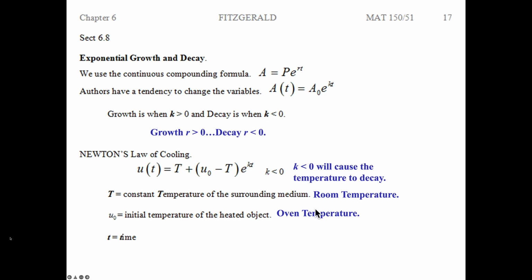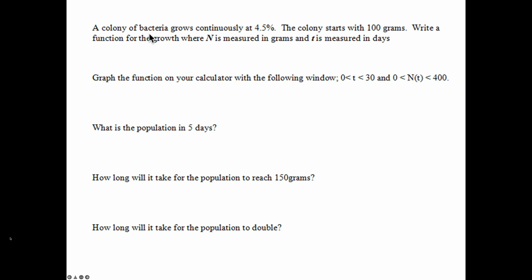All right. So first example. A colony of bacteria grows continuously, okay, A equals P times e to the rt power, at 4.5%. It's growing, so that means your rate is going to be positive. So again, basing it off of this formula, if you want to write it in your function notation, that's fine too. It's all good to me. The colony starts with 100 grams. Okay, that's going to be your P or your A sub 0. Write a function for the growth where N is measured in grams and t is measured in days.